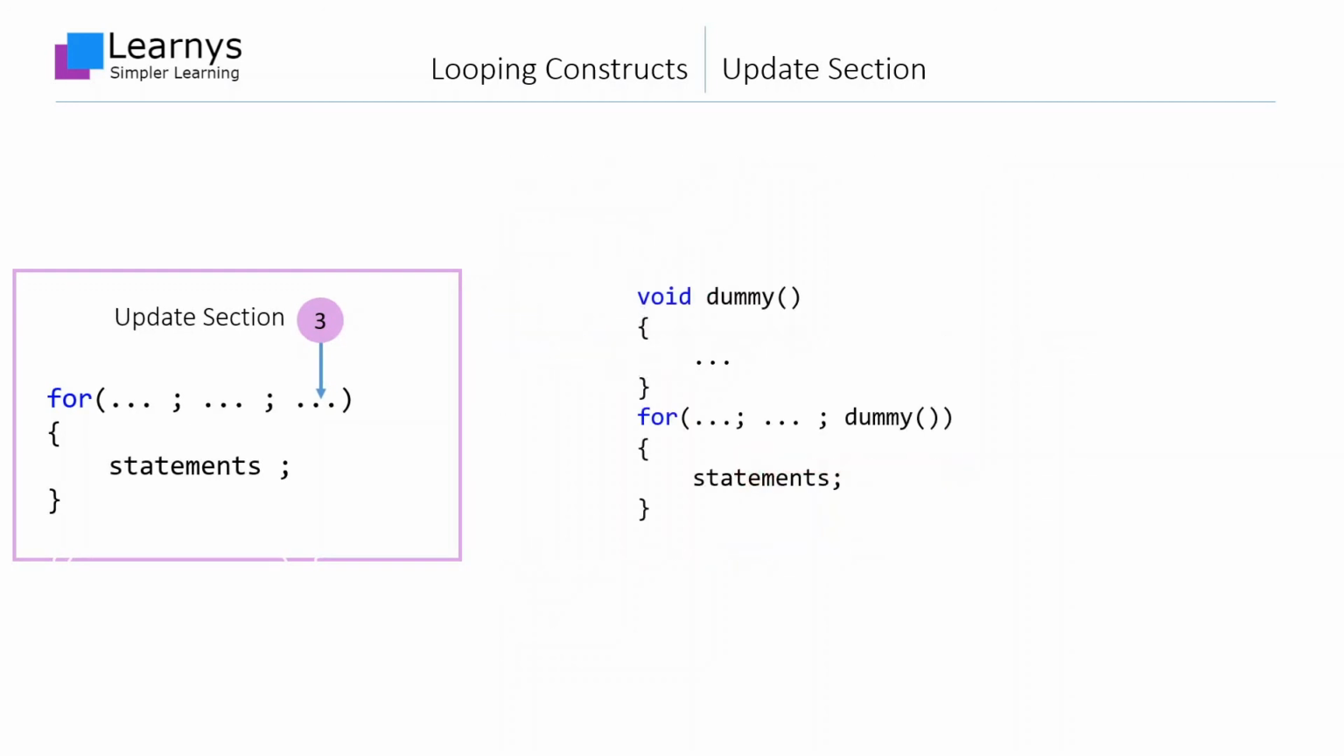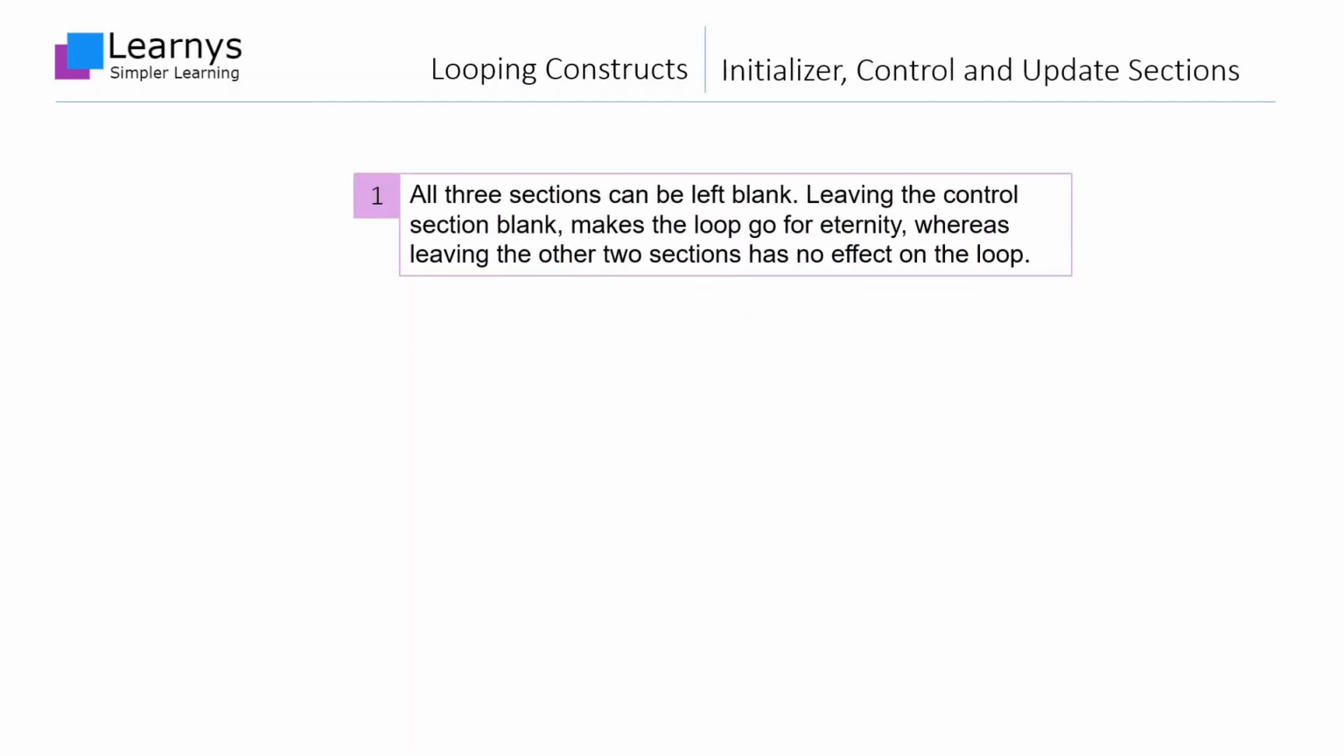Like the initializer and control sections, this section can also be left blank and it may also contain calls to functions which return void. We have discussed in detail the structure of a for loop. Following are summarized takeaways from this discussion. All three sections can be left blank. Leaving the control section blank makes the loop go for eternity, whereas leaving the other two sections blank has no effect on the loop.